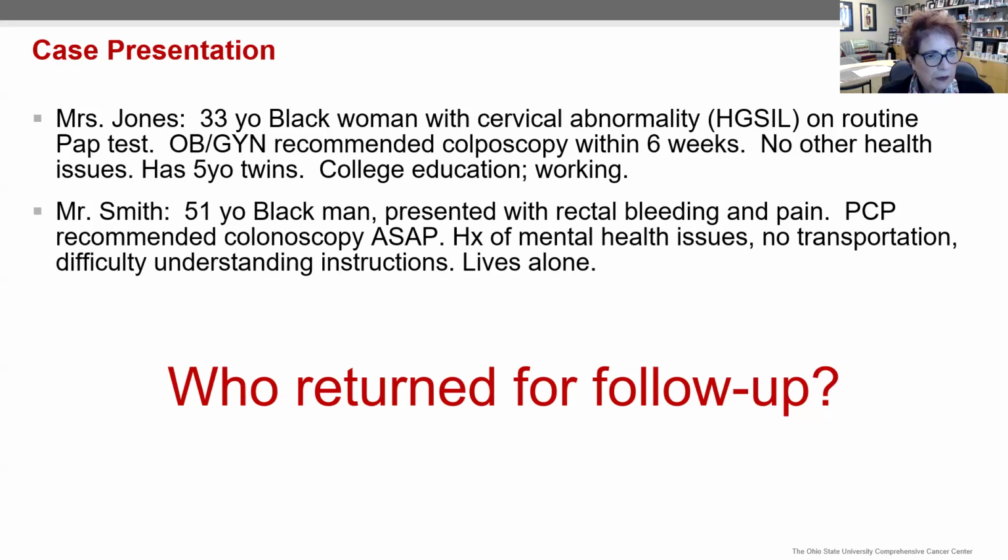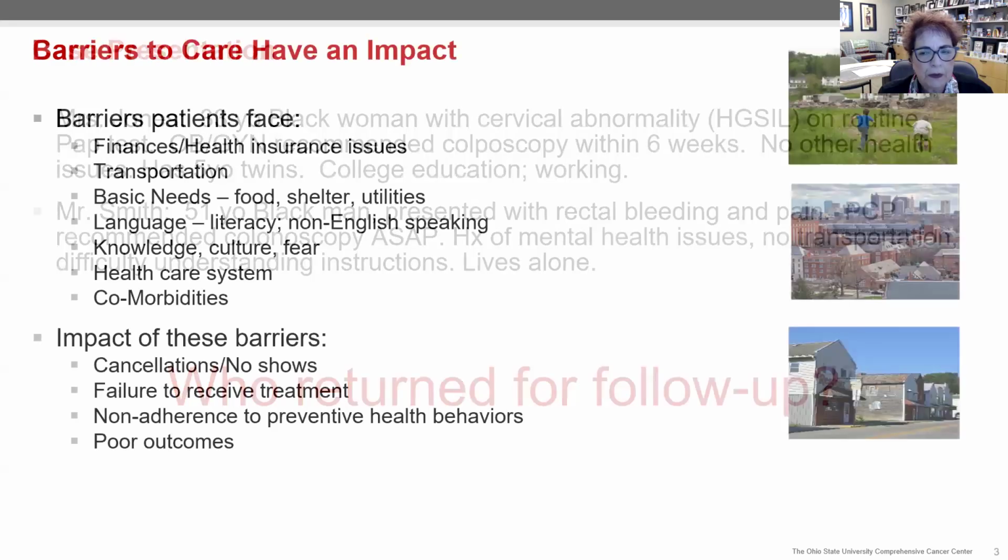Mr. Smith is a 51-year-old Black man. He presented with rectal bleeding and pain to his primary care provider, who recommended that Mr. Smith get a colonoscopy as soon as possible. Mr. Smith has a history of mental health issues. He has no transportation himself, and he has difficulty understanding instructions, and he lives at home. So the question I want you to think about is who followed up with their doctor's recommendation for follow-up of their abnormal tests. And we'll get back to Mrs. Jones and Mr. Smith at the end of the presentation, but I want you to think about that.